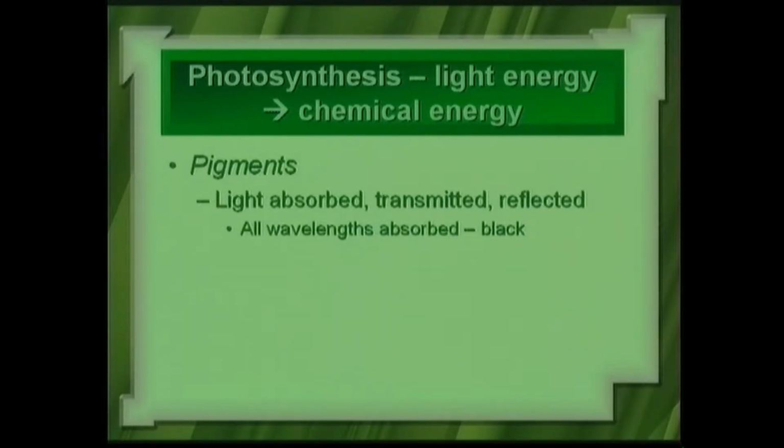And then, all of this light that is actually refracted through a pigment, if you have white light, if all the wavelengths are absorbed, you have the object looking black. So if all the wavelengths, all the way from red to violet, are absorbed, the object looks black to us.